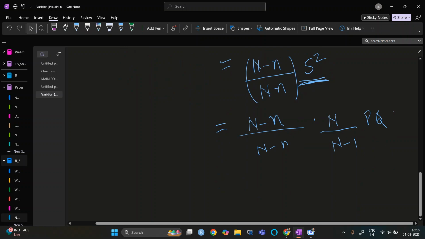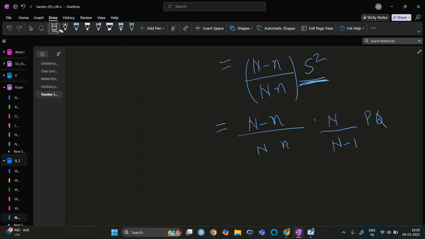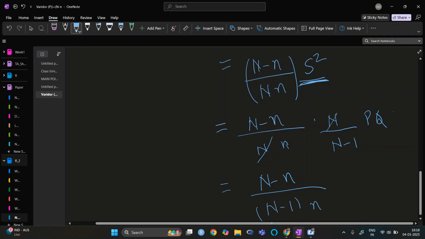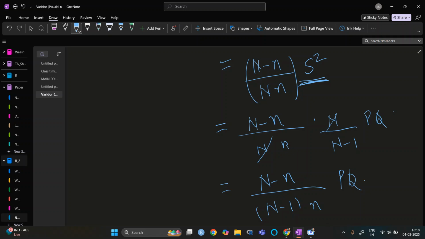So this one will be cancelled out and it will be (N minus n) upon (N minus 1) times n, pq. In a similar way we can find the variance of this p under WOR also.